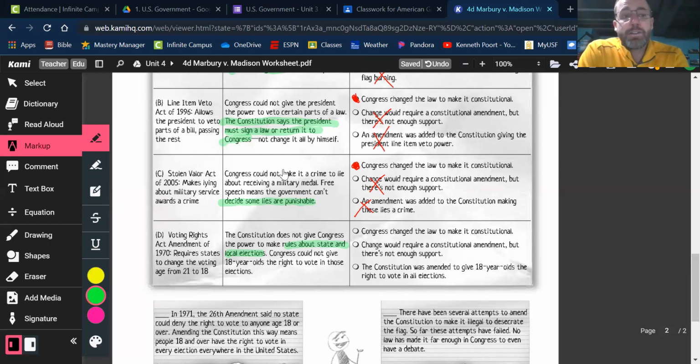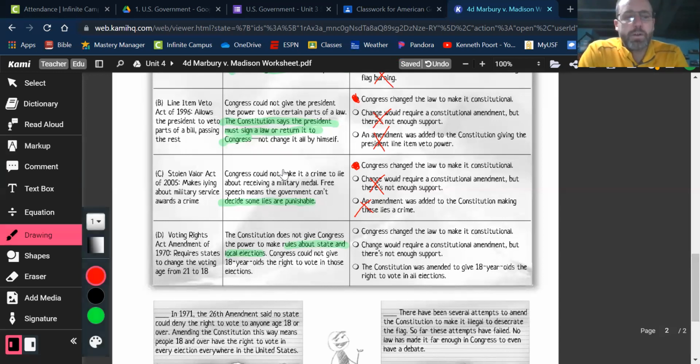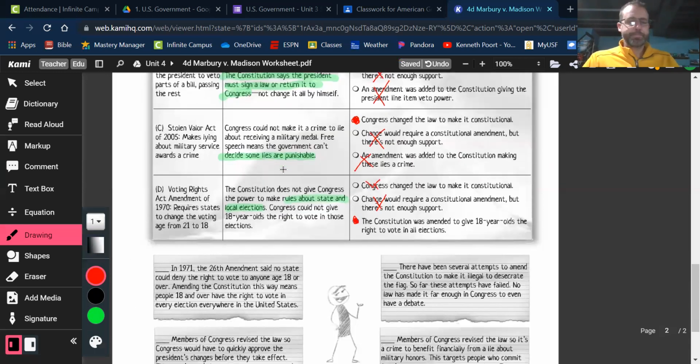Well, since Congress couldn't do it, and by that point in the 1970s some states were allowing 18-year-olds to vote and some weren't, they didn't change the wording of the law to make it constitutional. They actually had to change it with an amendment. So we talked about that, the amendment that lowered the voting age to 18.